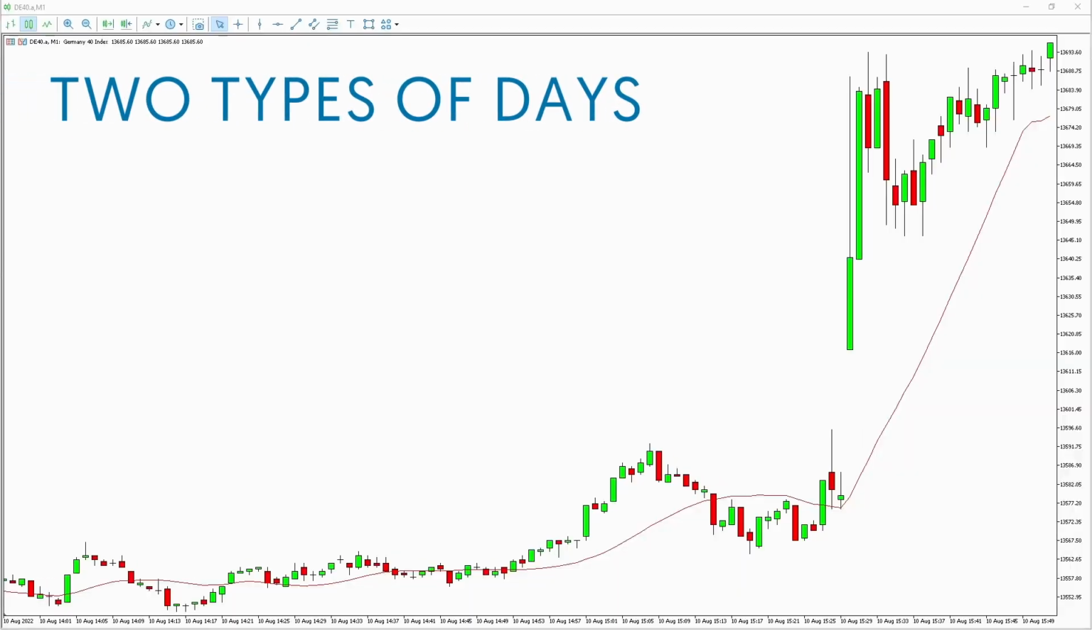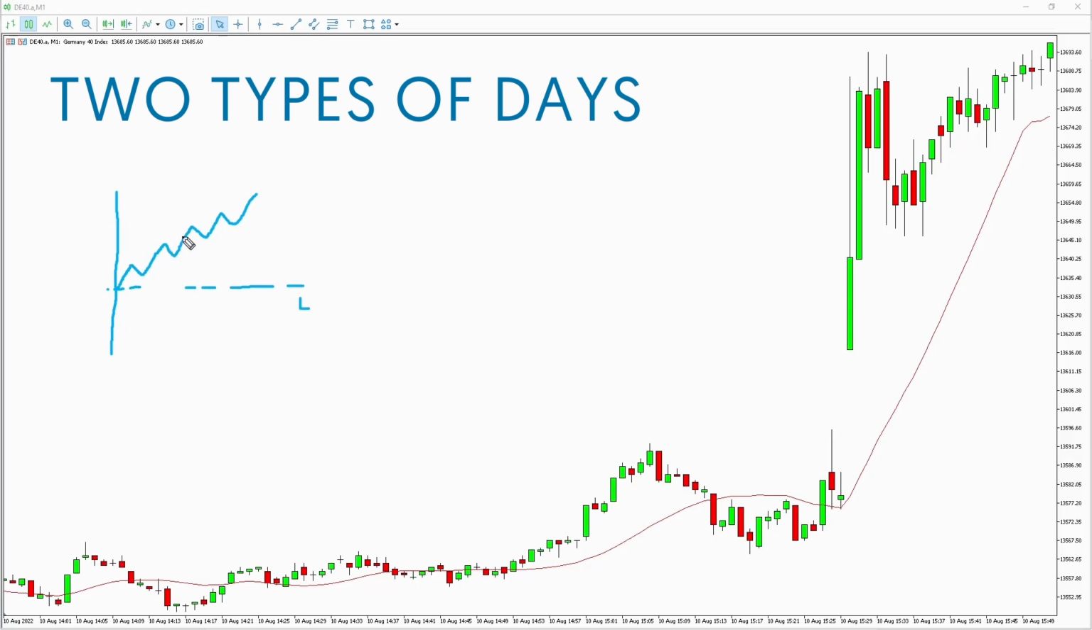So, are all the highs and lows of the day the same? We have two types of days. So let's look at type number 1, trending days. Let's say that this is the start of the day and then the price starts moving. In this example, it's making an uptrend. So we have the low of the day somewhere here.